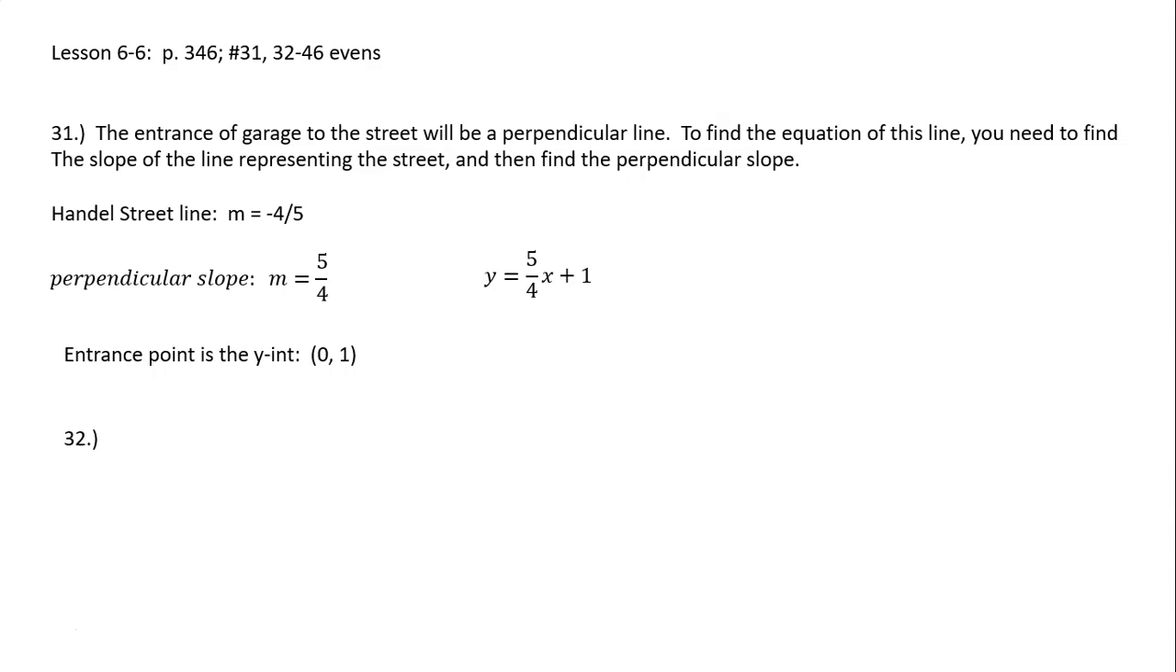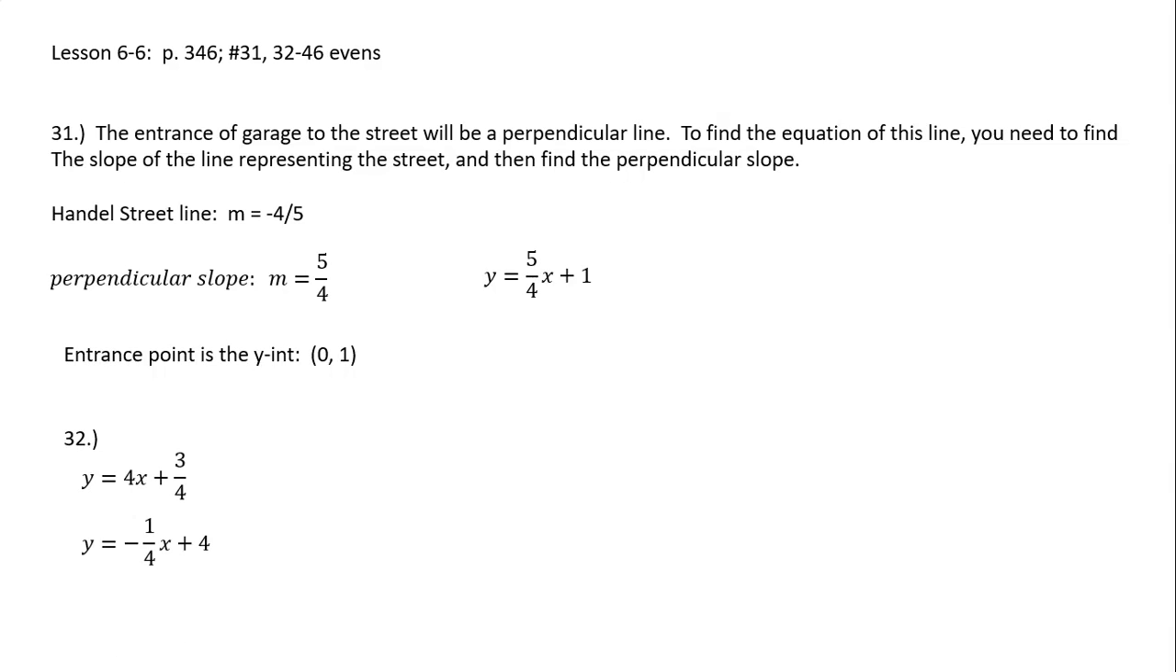Now, I think it's 32 to 38. They had the directions where they gave you a pair of lines and they asked you to determine whether they were parallel, perpendicular, or neither. Now, in order to do this, you need to remember that parallel lines have the same slope. Perpendicular lines have slopes that are negative reciprocals of one another.